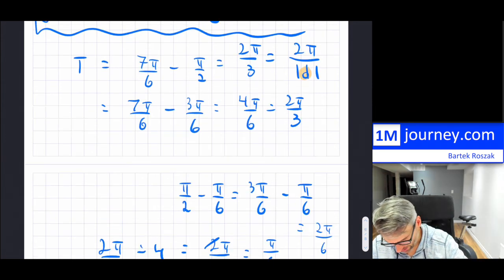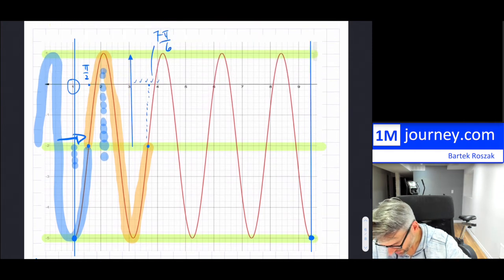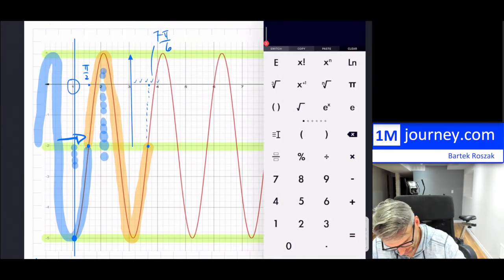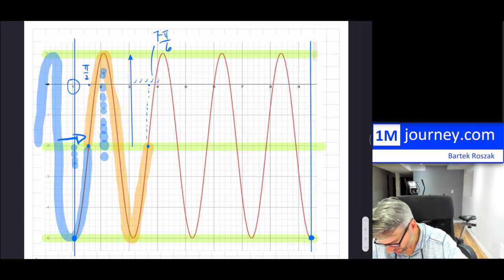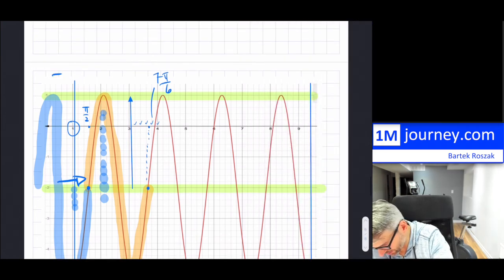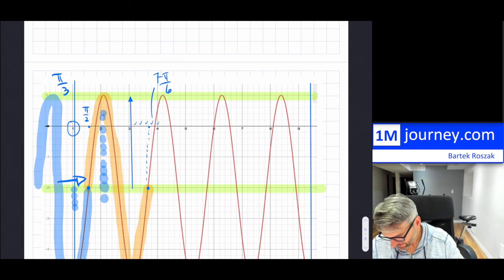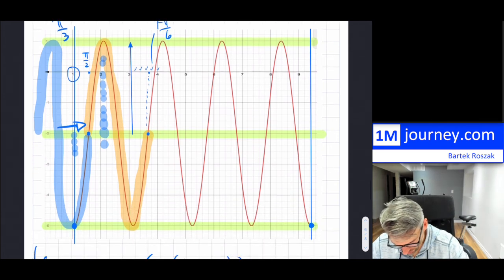Pi over 3. Should have known that. Okay, so it's pi over 3, which, my gosh, all that work. Yeah, because it's a little bit over, right? So that's pi over 3. So that's your domain. It starts at pi over 3, and then it goes all the way.